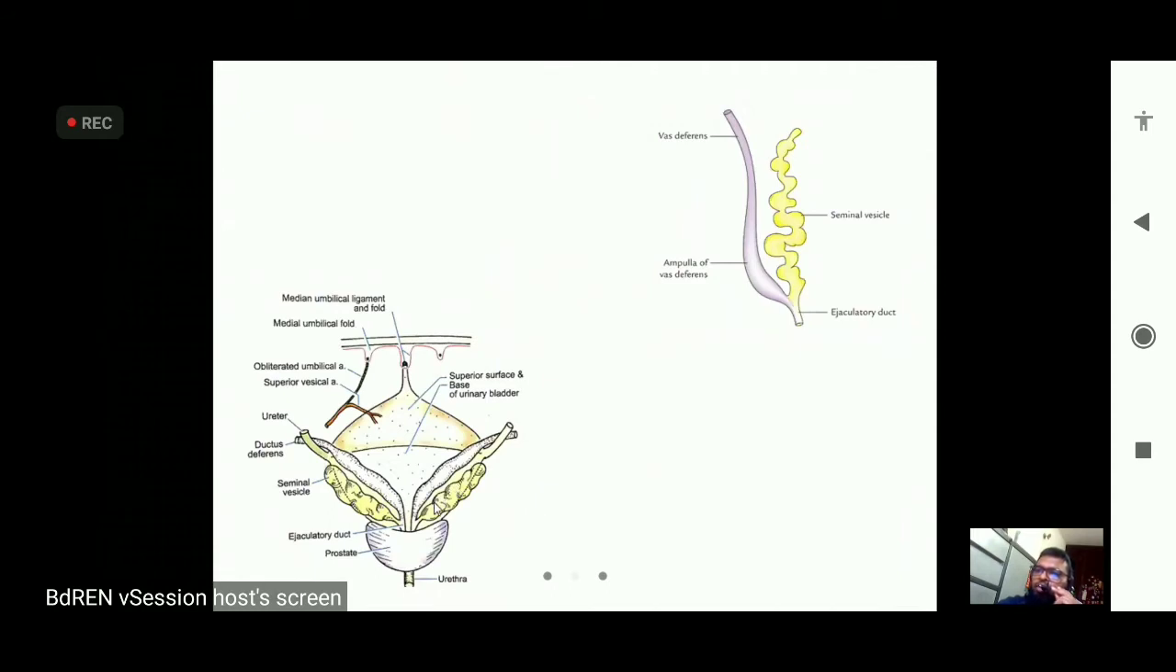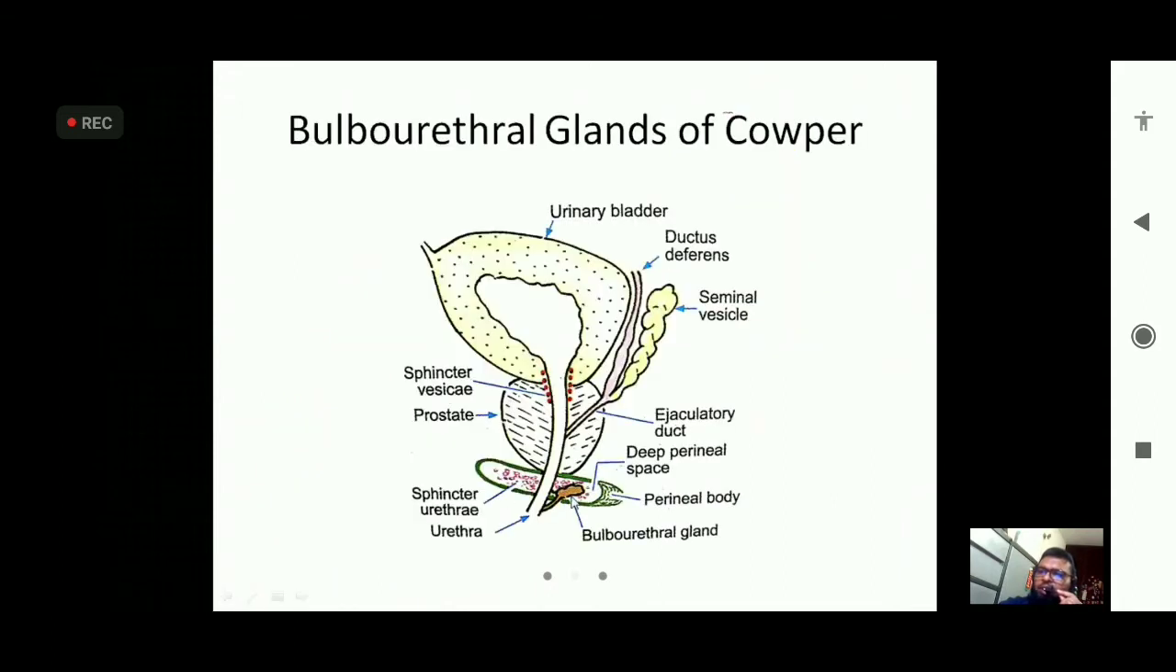A huge amount of fructose and other carbohydrates is provided to the spermatozoa so that they can swim a long way to reach the ampulla of the female fallopian tube, so that there can be fertilization. This energy is provided by the seminal vesicle and the bulbourethral gland.